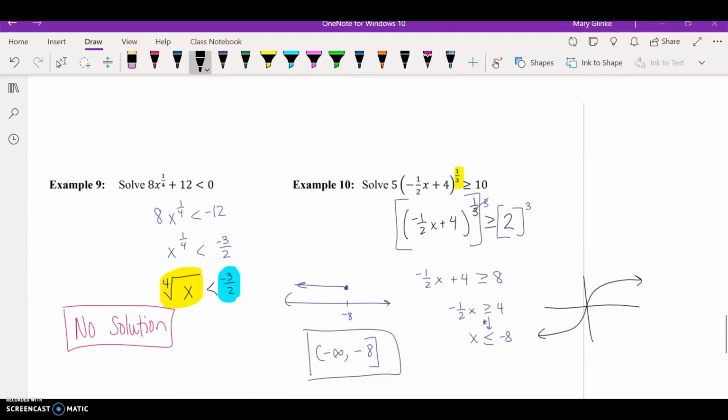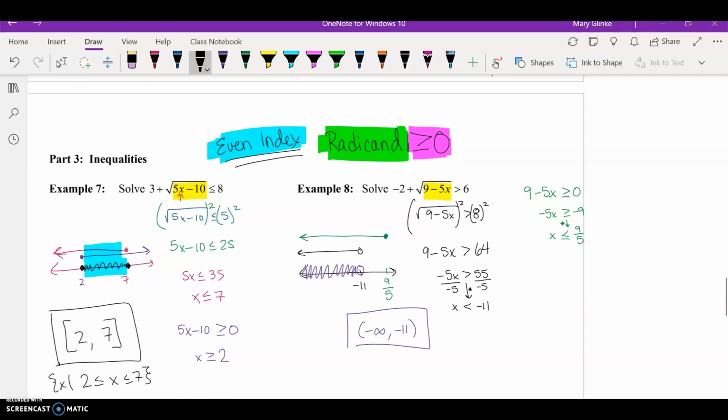So that kind of goes back to what we were saying up here. If it's an even index, that's where you have to set the radicand greater than or equal to 0.